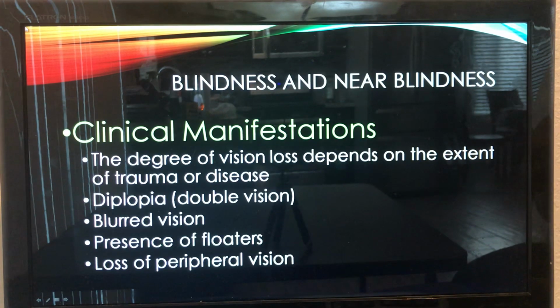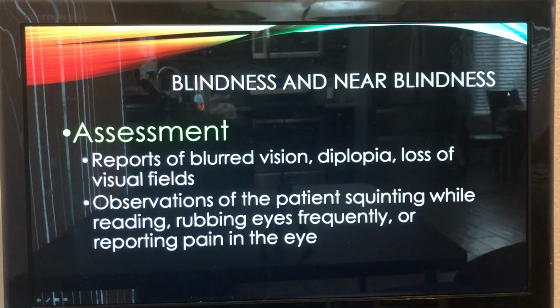The degree of vision loss depends on the extent of trauma or disease. They will have diplopia, which is double vision, blurred vision, presence of floaters, or a loss of peripheral vision. For your assessment, reports of blurred vision, double vision, loss of visual fields, and observations of the patient squinting while reading, rubbing the eyes frequently, or reporting pain in the eye.